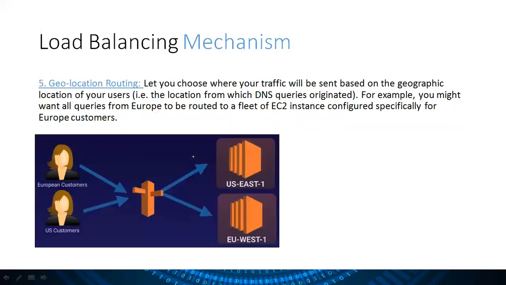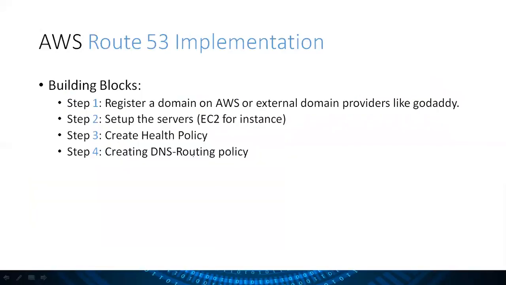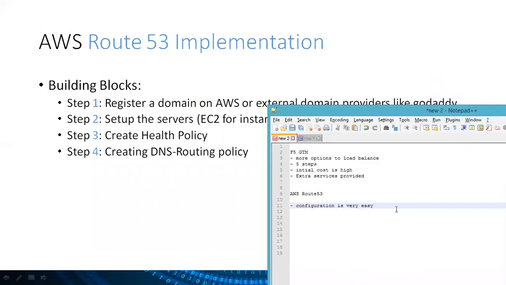And geolocation based, for example, a customer based in the US is going to get a response from the server nearest to its location, similar to the topology based load balancing mechanism we configured on the F5 GTM. The configuration takes just 4 steps. If I go back, it's a 5-step process in F5 GTM, but in AWS it's a 4-step process.